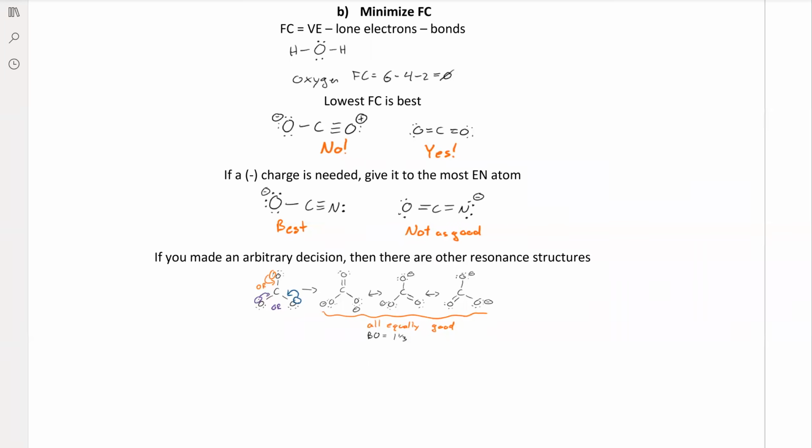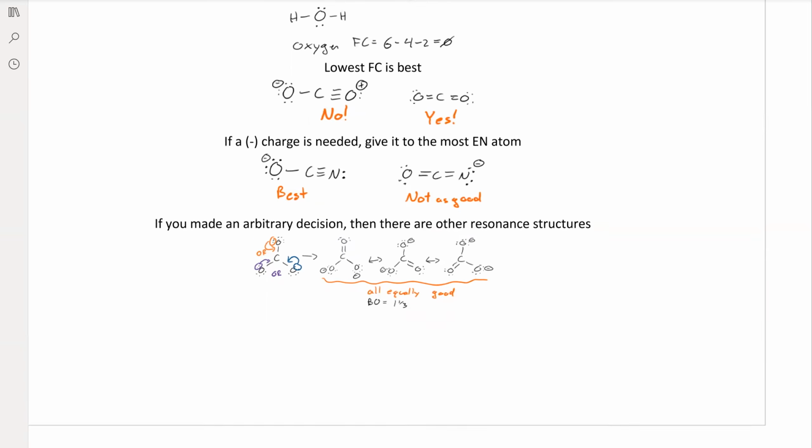If you do need a negative charge, give it to the more electronegative atom. So we see in both of these structures, we have a formal charge of -1. On the left one, the negative is on the oxygen. On the right one, it's on the nitrogen. Since oxygen is more electronegative, the left structure is better than the right.